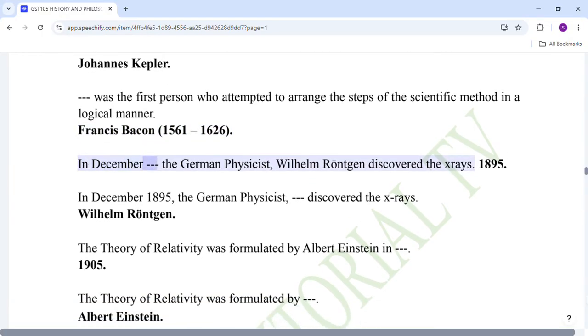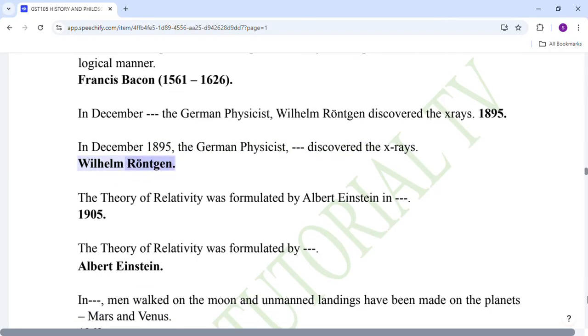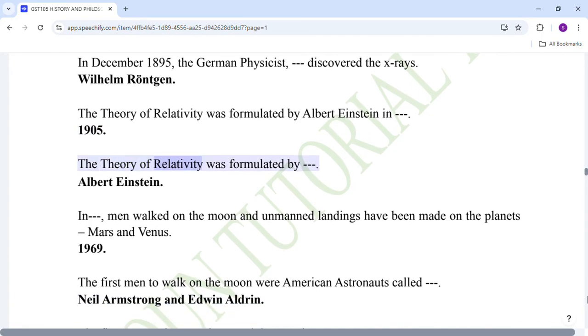In December 1895, the German physicist Wilhelm Röntgen discovered the X-rays. The theory of relativity was formulated by Albert Einstein in 1905.